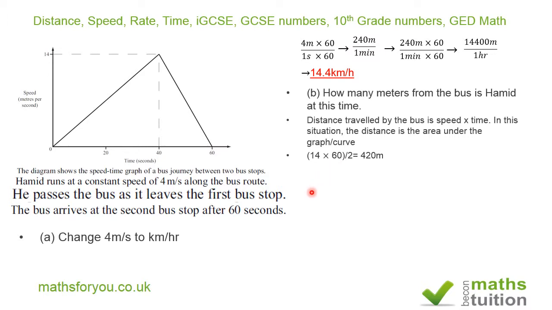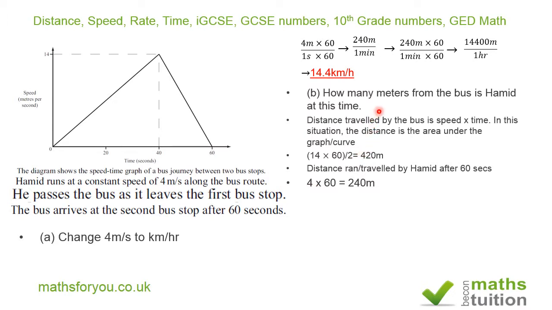Now, what about Hamid? How far has he traveled? Because he's traveling at a speed of 4 meters per second, after 60 seconds he will have traveled 4 times 60, which is 240 meters. So in 60 seconds, he will have traveled 240 meters.